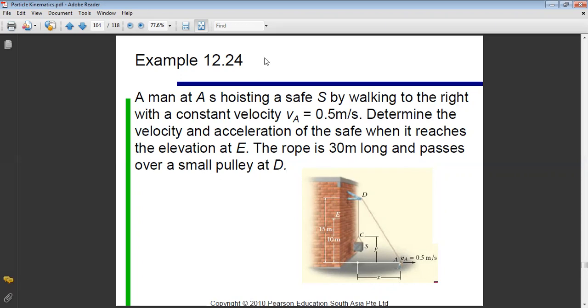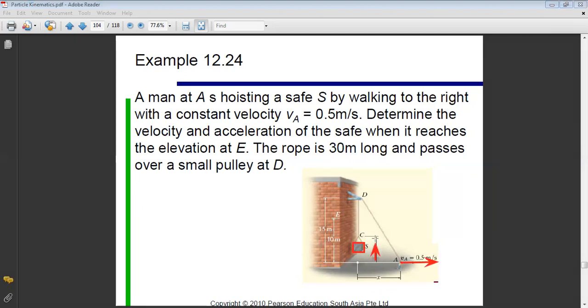So in this problem, we have a block S, and we try to lift it upward, and we do this by moving A, so this point is moving in the horizontal direction to lift block S upward, okay?